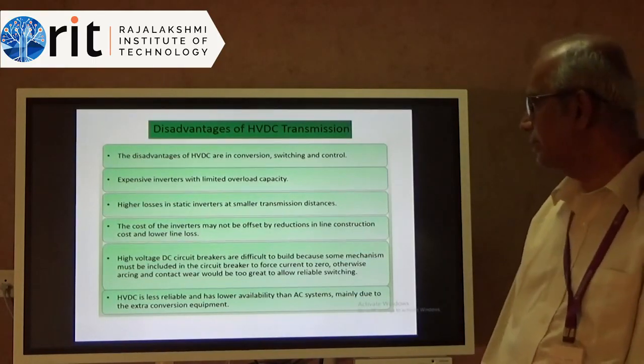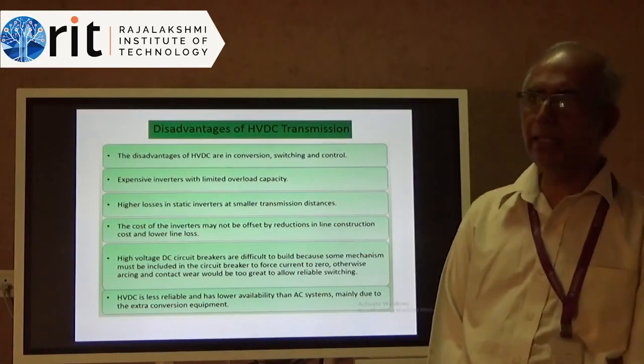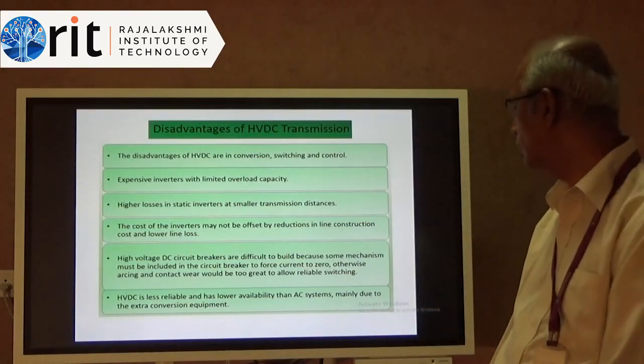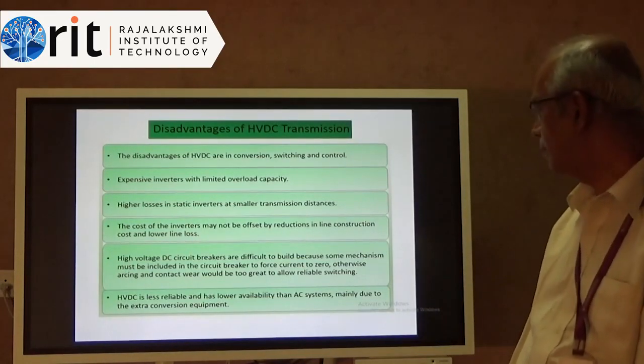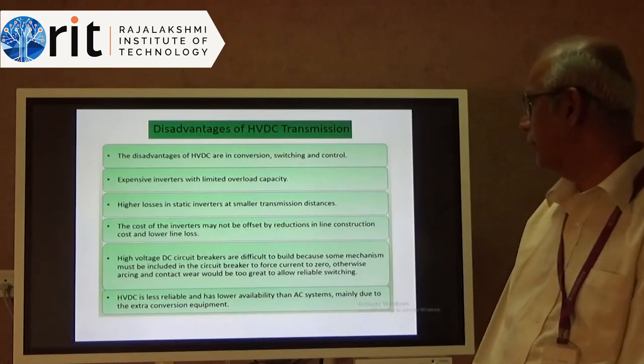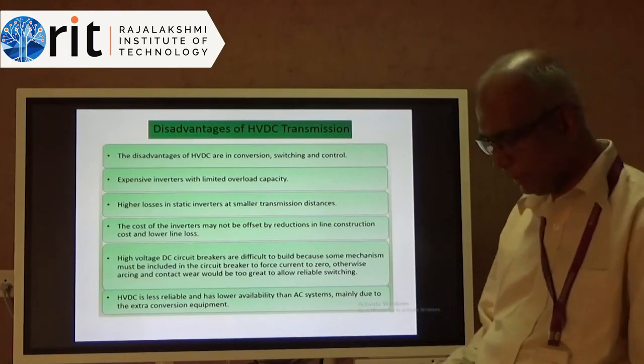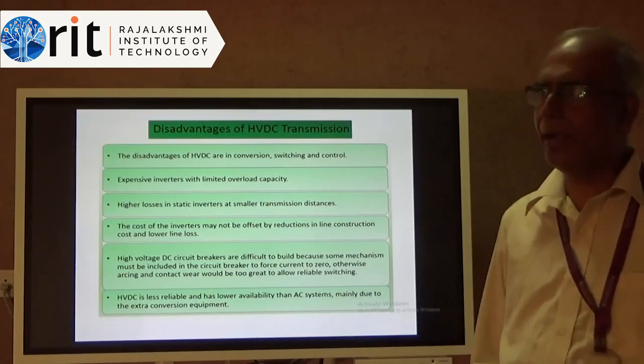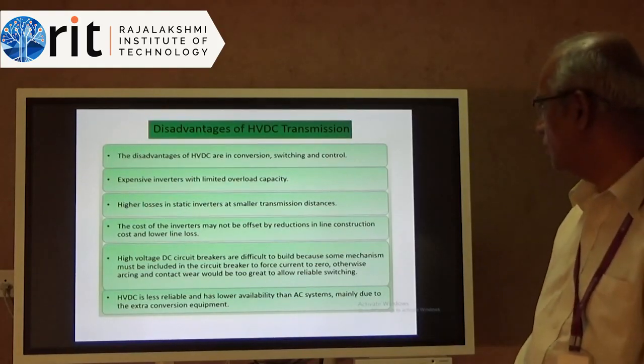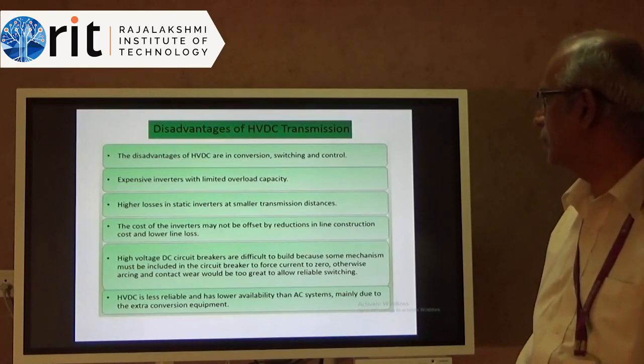One more difficulty, as I said, AC circuit breaking is easy, DC circuit breaking is not all that easy. So we still don't have HVDC circuit breakers for that high voltage. We need to rely on AC circuit breakers and probably some kind of electronic control. Reliability issues are also there because you are adding equipment, you are adding converters, so any converter may fail at any time, and the transmission also will be affected, right?